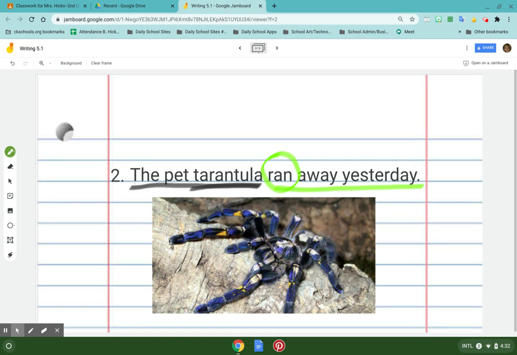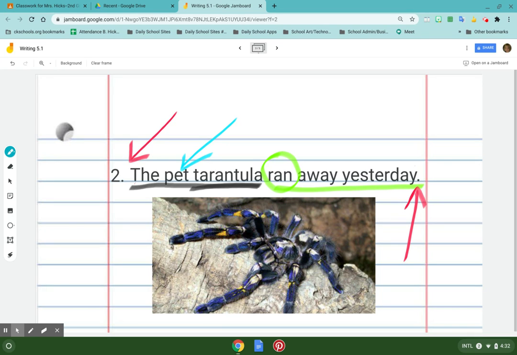Now, I already noticed that I have a capital in this sentence. I pay attention. I already noticed that I have a punctuation mark, so I'm good with that. I also noticed that I included an adjective before my noun. All right? So I'm really great with this sentence. Now I'm ready to read it to somebody. The pet tarantula ran away yesterday.